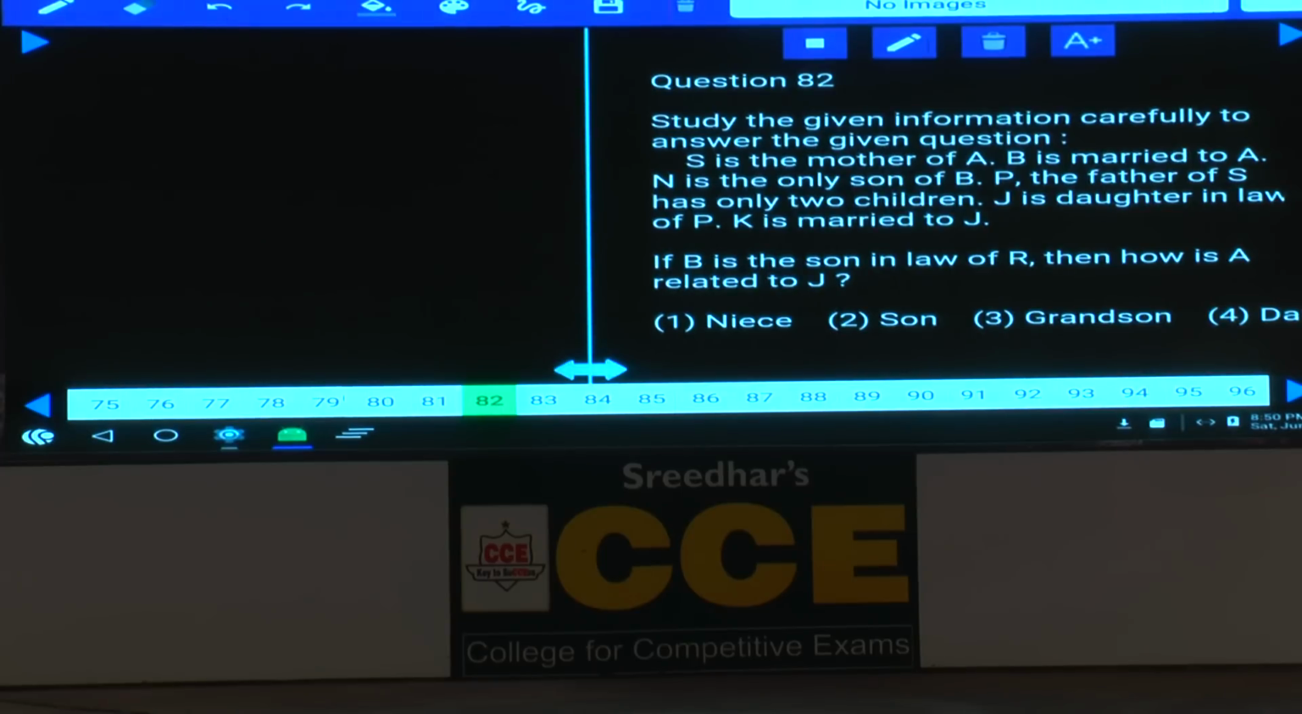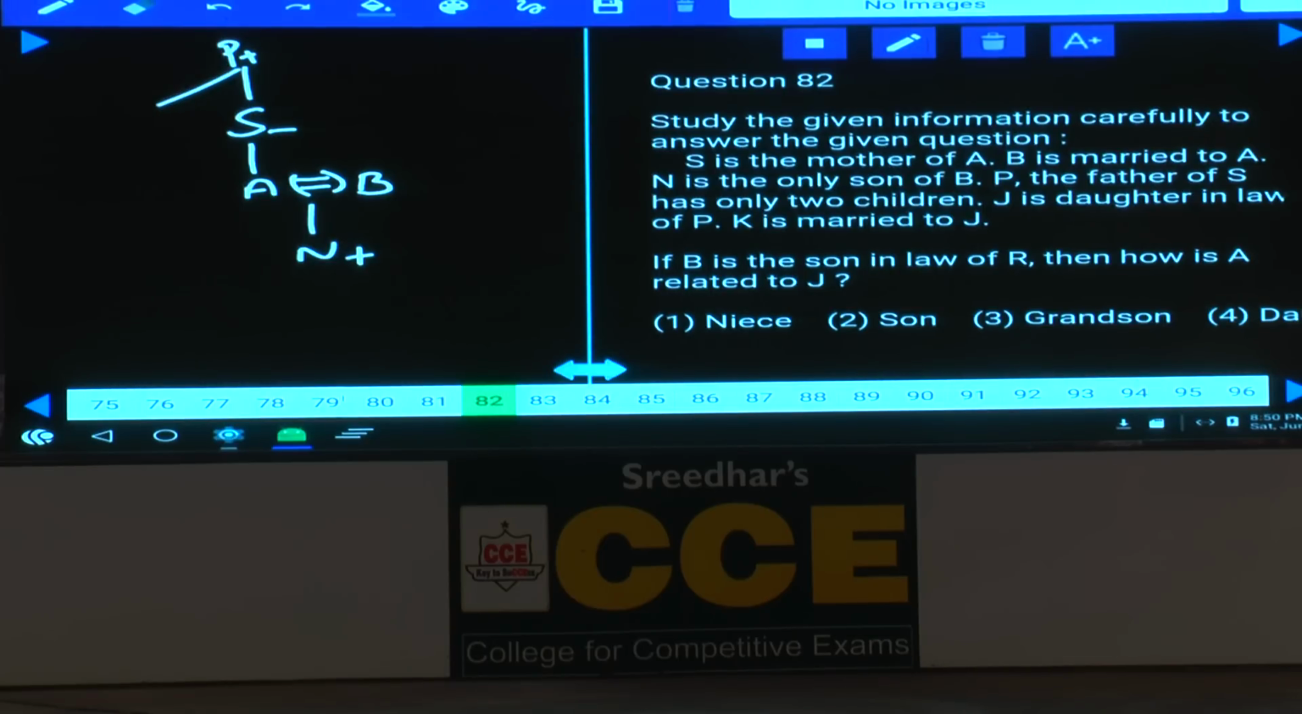S is the mother of A, and B is married to A. N is the only son of B. P is the father of S, and P has only 2 children.